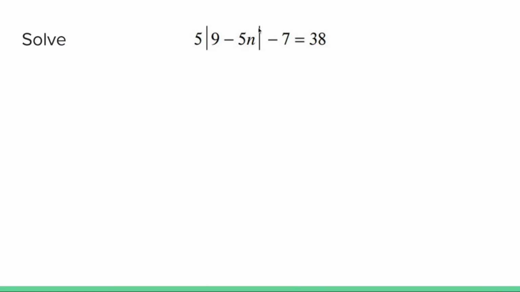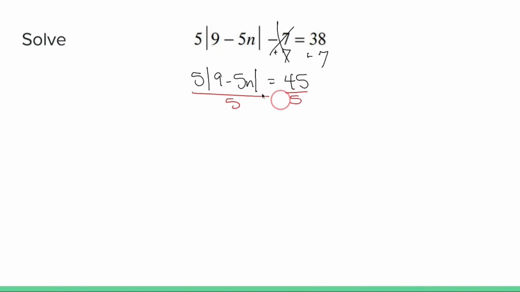All right, when solving absolute value equations, the first thing you have to do is get the absolute value all by itself. I have 5 being multiplied to the absolute value, and I have minus 7. I've got to get rid of both of them. So let's add 7 to both sides, like so. So now I have 5 times the absolute value of 9 minus 5n, close it, equals 45. Since that 5 is being multiplied to my absolute value, let's get rid of it by dividing both sides by 5. And now we have the absolute value of 9 minus 5n equals 9.